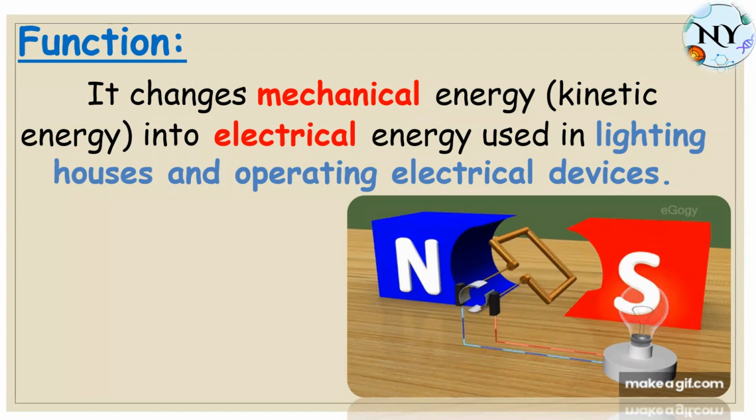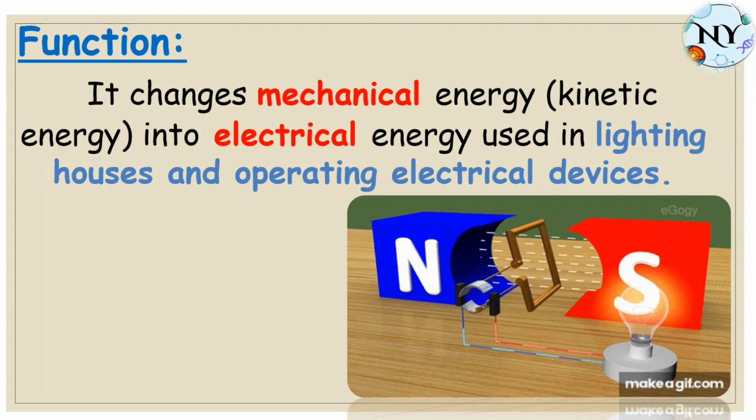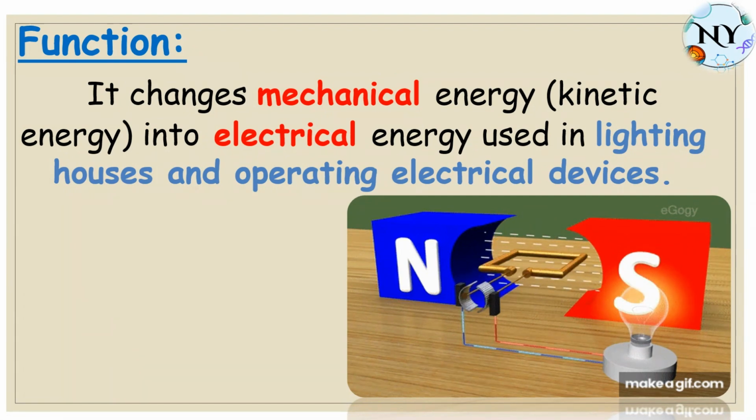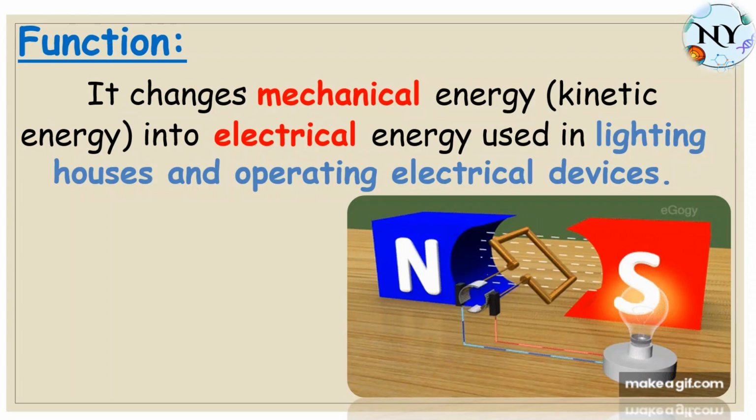So you have to know the structure of a generator, which is a large magnet and coiled wire, and it changes kinetic energy or mechanical energy into electrical energy. And we use a generator for lighting houses and operating electrical devices. So here we have three important points about generators. So we can produce electricity without using a battery.